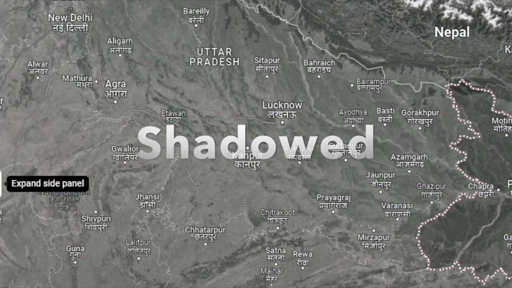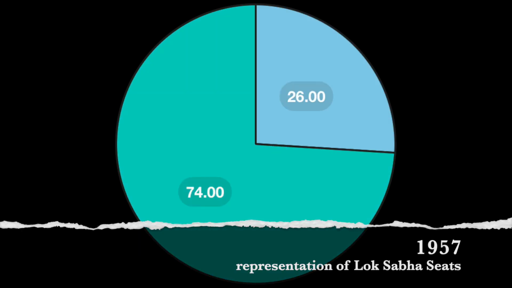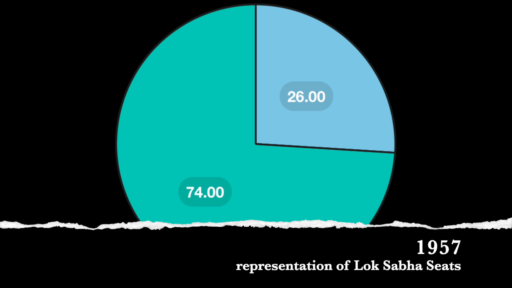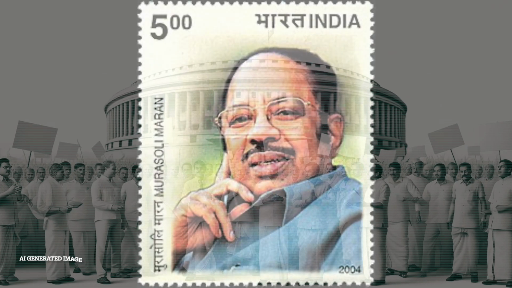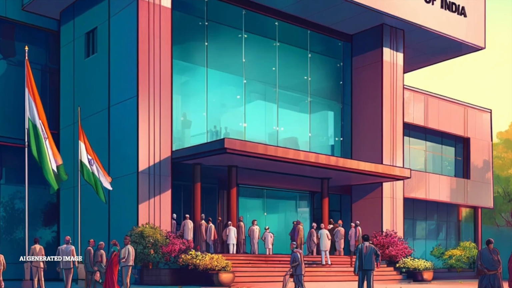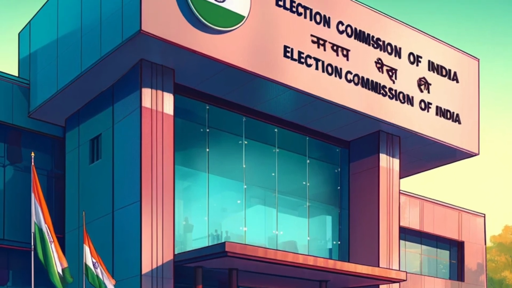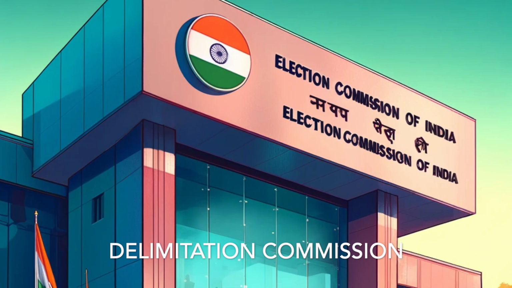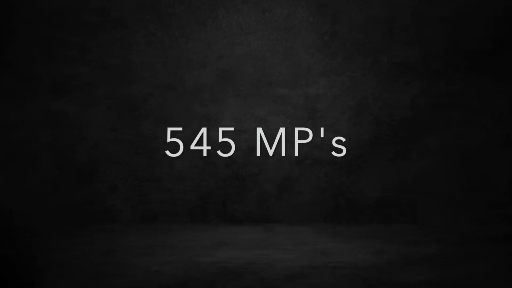This could be seen with the above chart, whereby in 1952 the percentage of the MP seats represented by the southern states was 27%. In 1957 it fell to 26%. And again in 1967 it further fell down to 24%. So here Mr. Maran's words found traction among the other MPs, and as a result a delimitation commission was set up. This delimitation commission recommended that the Lok Sabha seats should be fixed with regard to the 1971 census data, which meant the seats were fixed at 545 MPs.